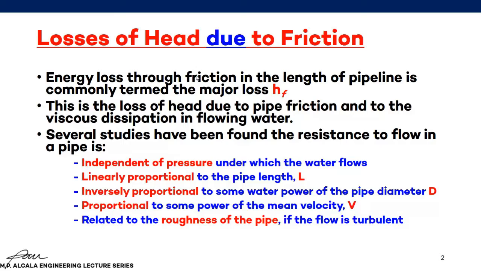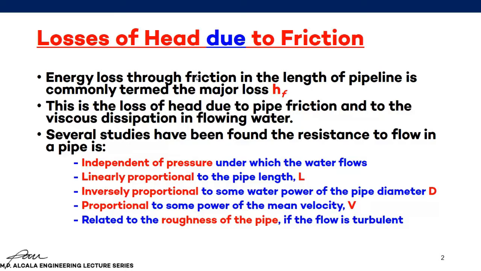So the pipelines or your pipes have rough surfaces that cause the dissipation, the friction energy. So this is the loss of head due to the pipe friction and the viscous dissipation. Take note of the term dissipation in your flowing water.